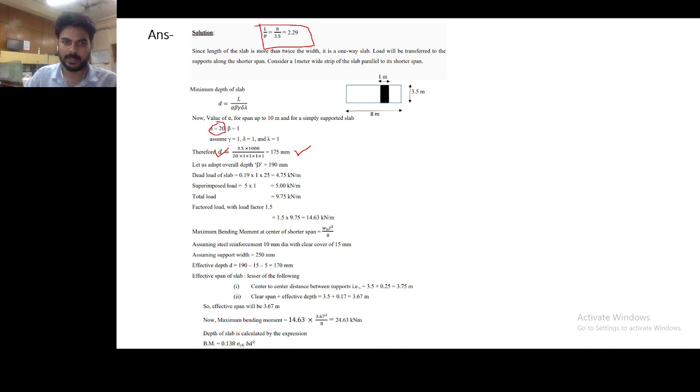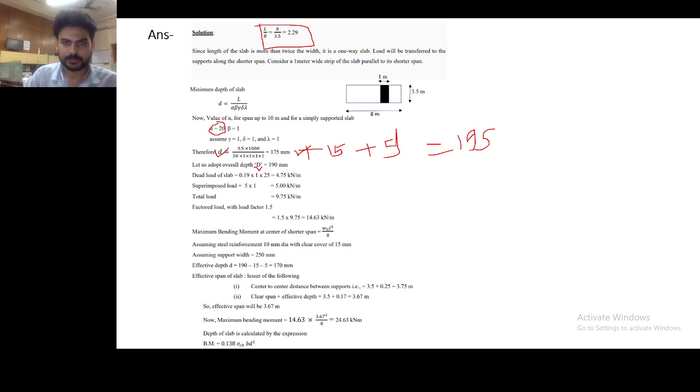The total D we can also calculate by considering, let's say, 15 mm cover plus 10 mm dia, so 10 by 2 is 5. So 175 plus 20 gives 195. What they have done is they have directly calculated D without considering this, but the actual D will be 195.